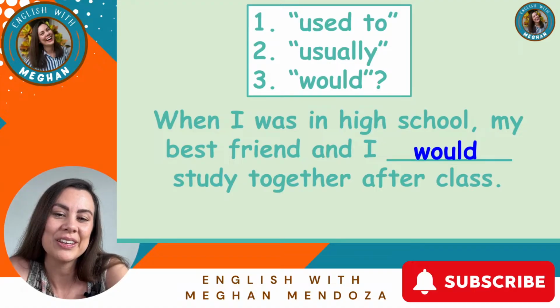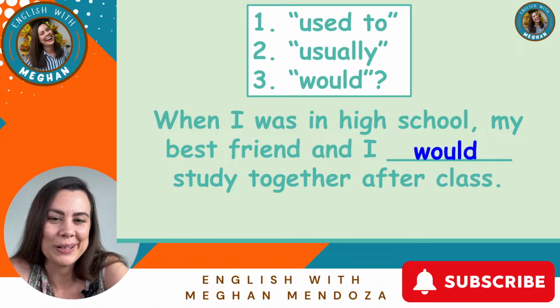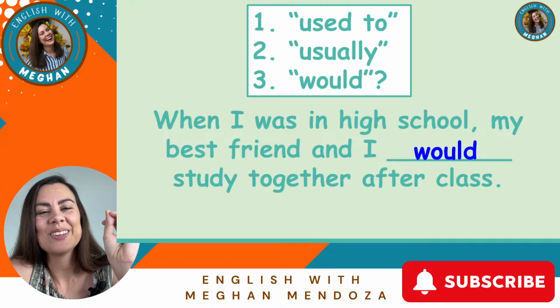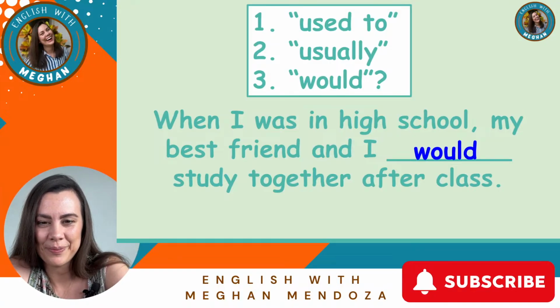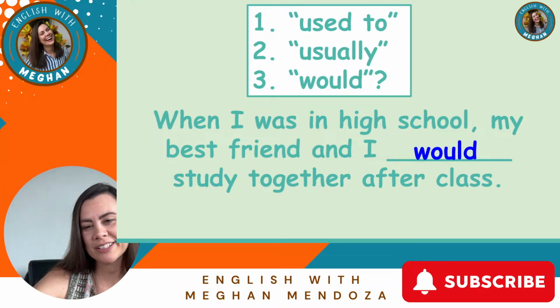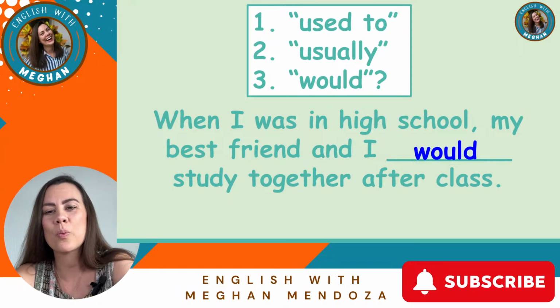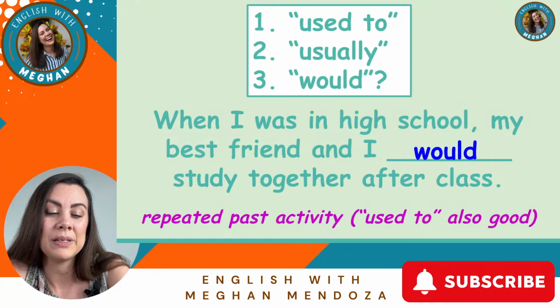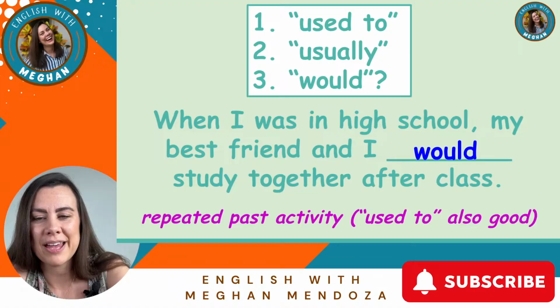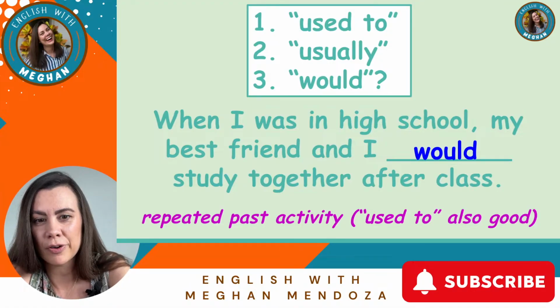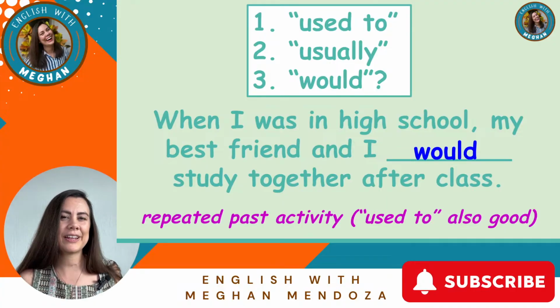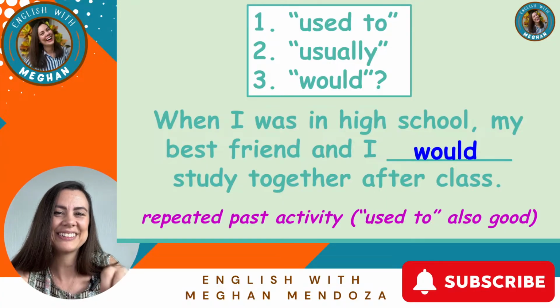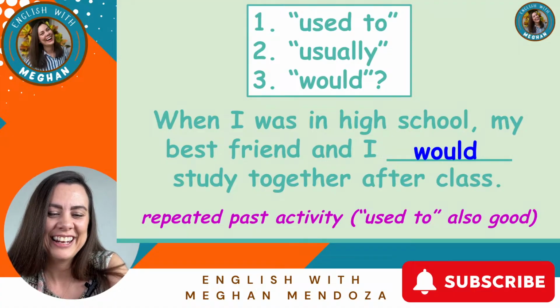And just so you know, if you did put 3, and I see in the chat we have some 3s, used to is also good here. My best friend and I used to study together after class. My best friend and I would study together after class. We used it because it is a repeated past activity. It's study. It's not a stative verb. It's an action. You're doing something right now. You are studying English with Megan. Good for you.